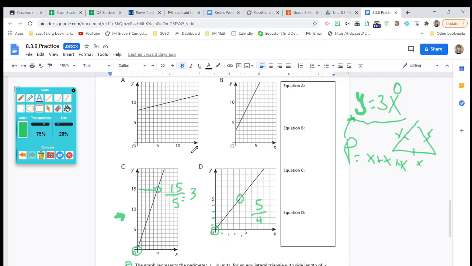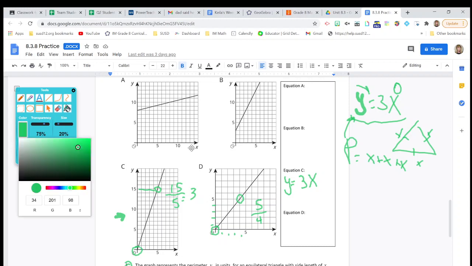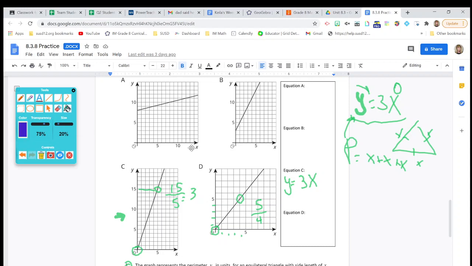You can just put C on your paper there, and we need to write an equation for graph C. Well, I kind of did that automatically. Maybe I'm a little bit too fast. The perimeter of the triangle, we're calling y, equals 3 times the side length, x. Ding! Okay, let me change colors, and then I'll read the next situation.